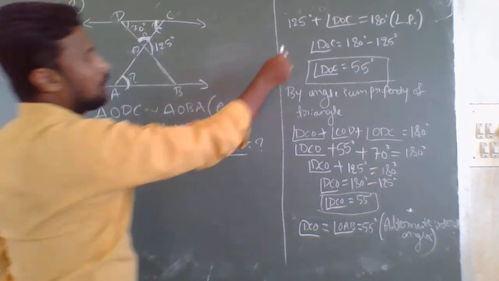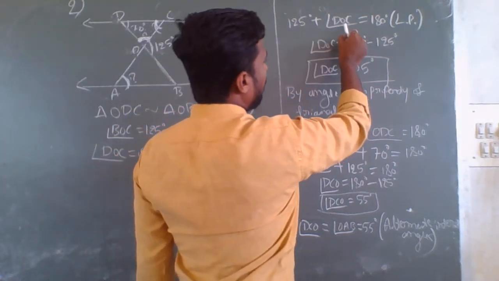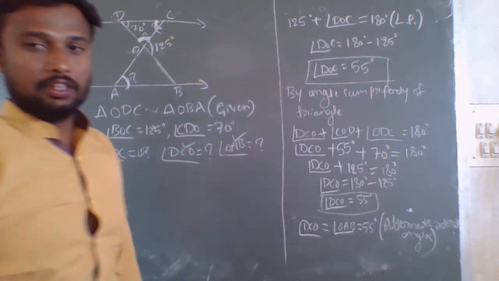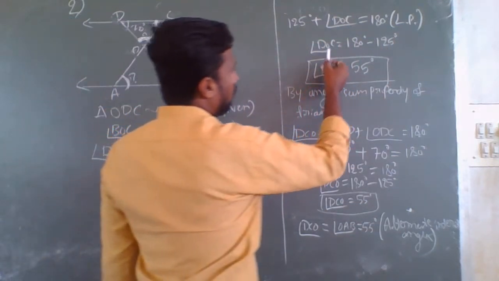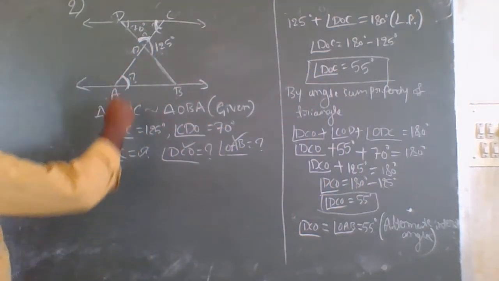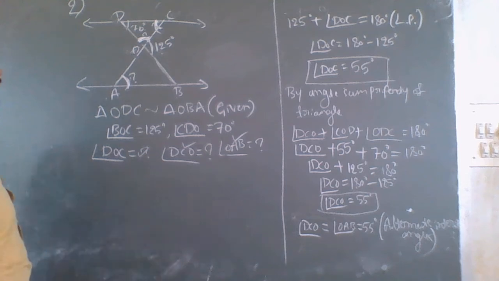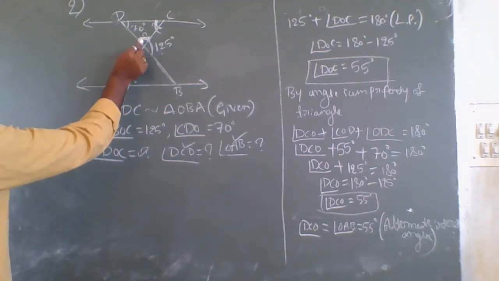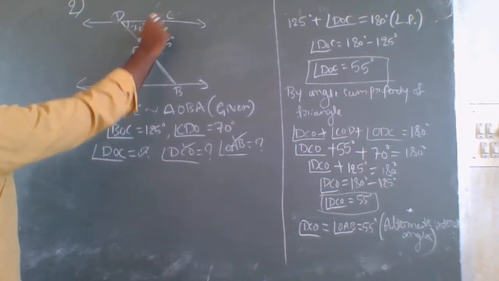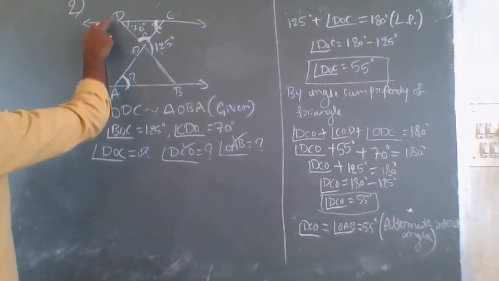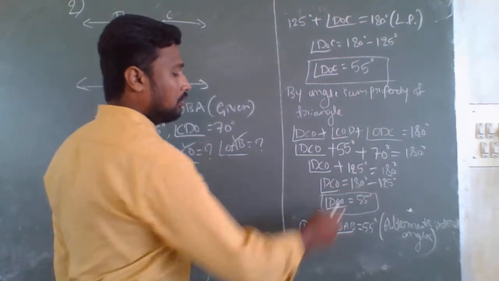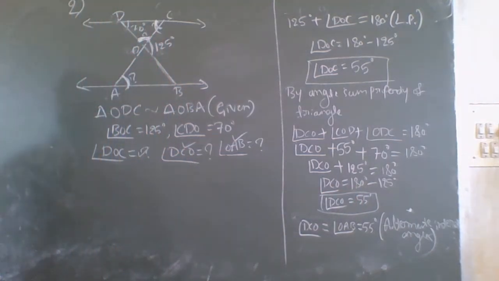Therefore, by using linear pair, we can find angle DOC, because 125 plus DOC is equal to 180 because of linear pair, and we will get angle DOC as 55 degrees. And now by using the angle sum property of a triangle, here we have the values of two angles. We can calculate the remaining angle DCO in triangle ODC by using the angle sum property. So here the angle DCO value we got is 55 degrees.